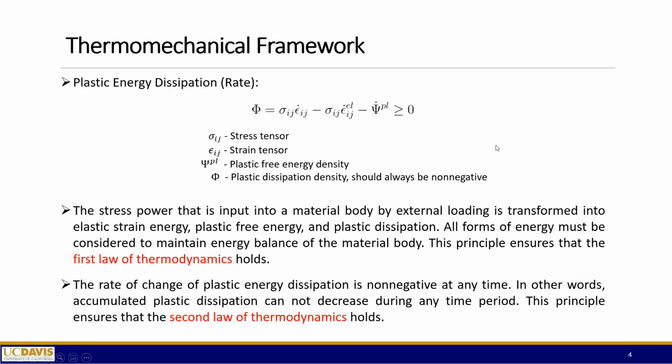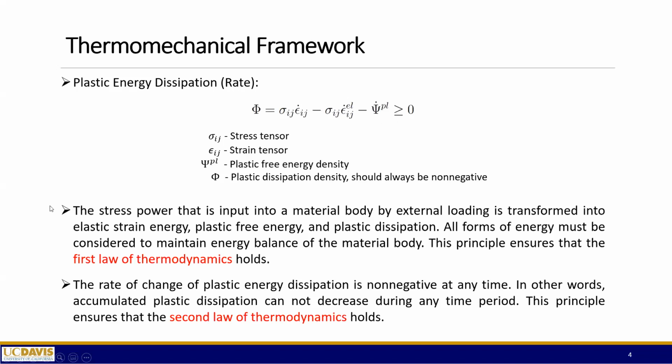We're going to be using the same thermomechanical framework that we use for our solid materials. Here we have the rate of plastic energy dissipation in the following form. The plastic dissipation density equals the first term, the material work, the stress tensor multiplied with the strain rate tensor, minus the elastic strain energy, and then minus the plastic free energy density. It is very important to realize that this plastic dissipation density should always be non-negative.